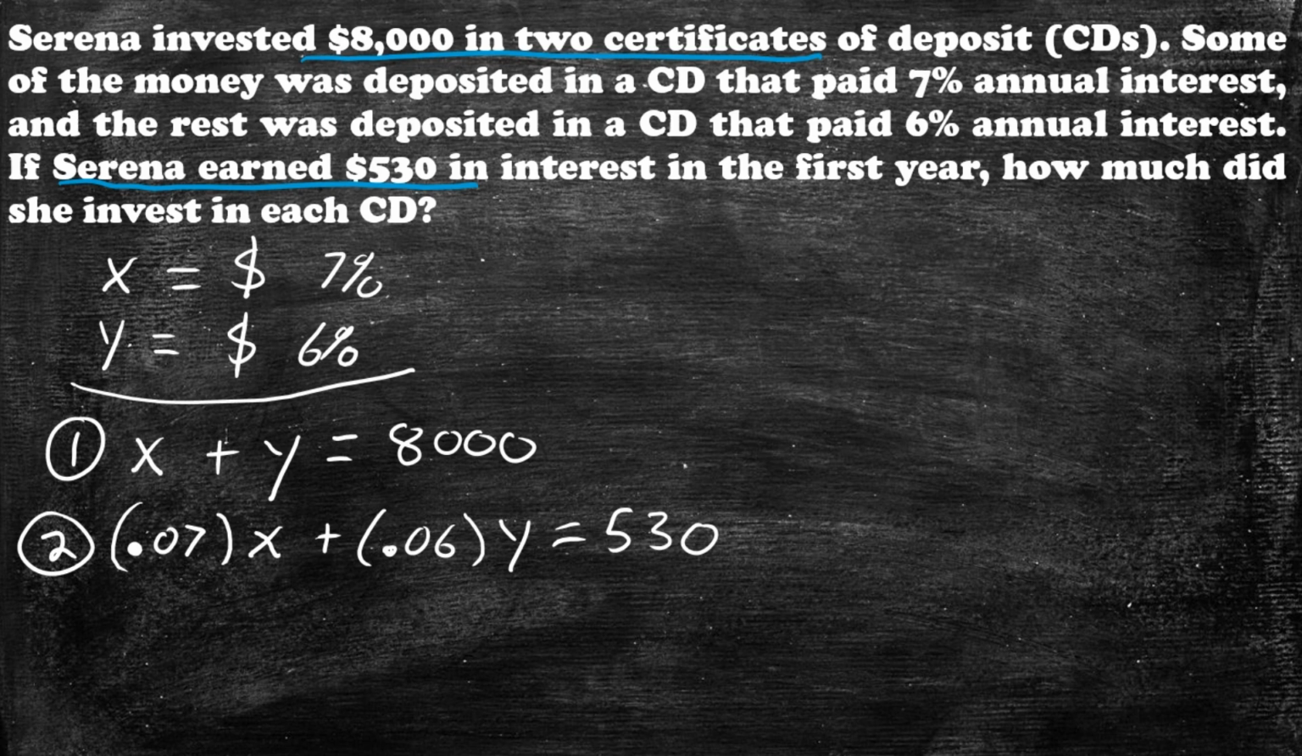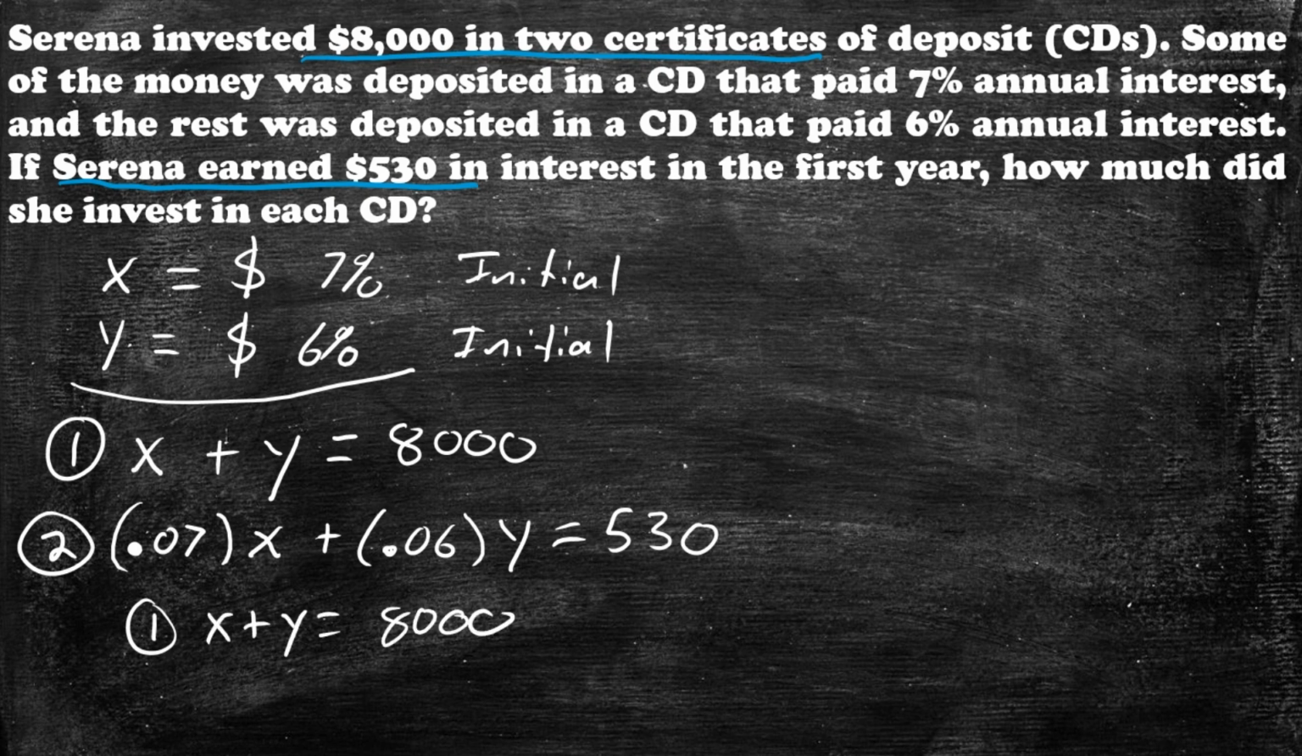So these right here are initial deposits. All right. So let's go ahead and I'm just going to rewrite these real quick. So we got X plus Y is equal to 8,000. And 2 is 0.07x plus 0.06y is equal to 530.